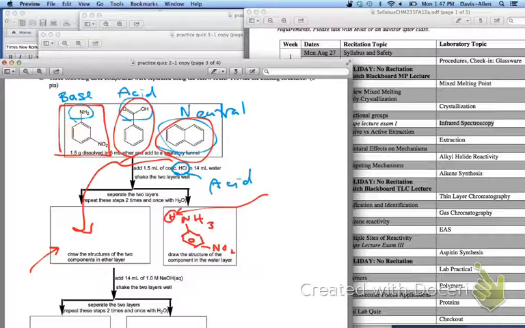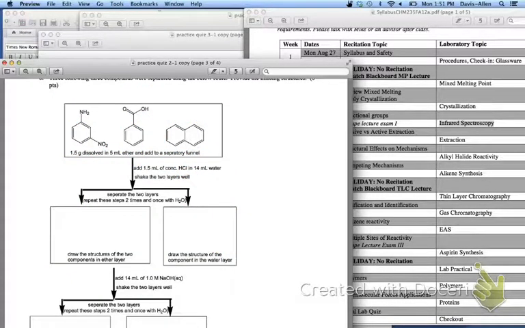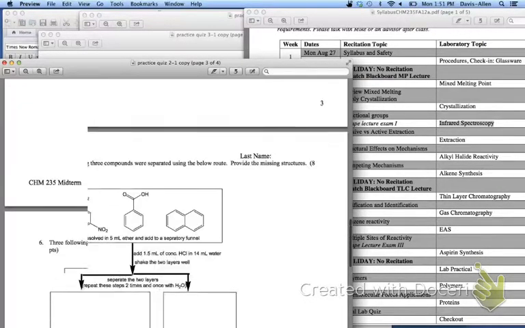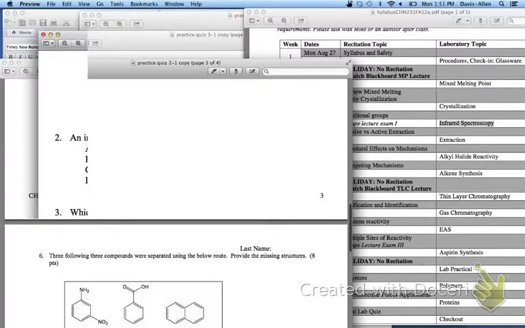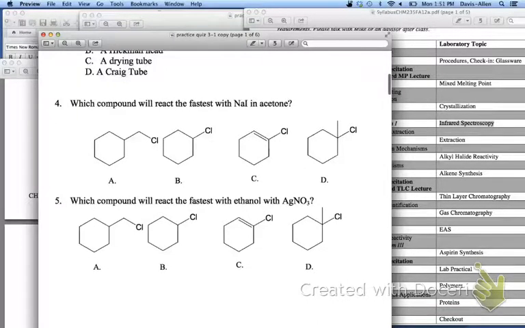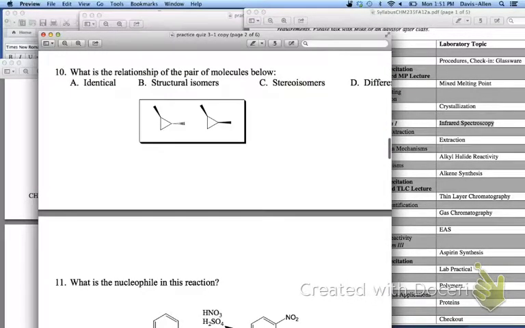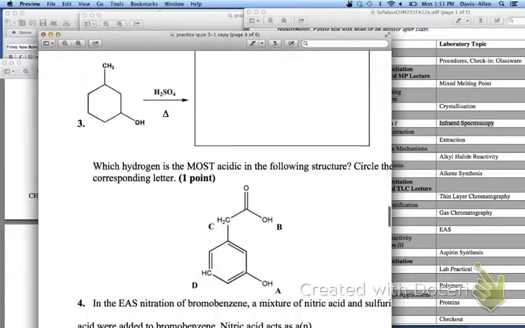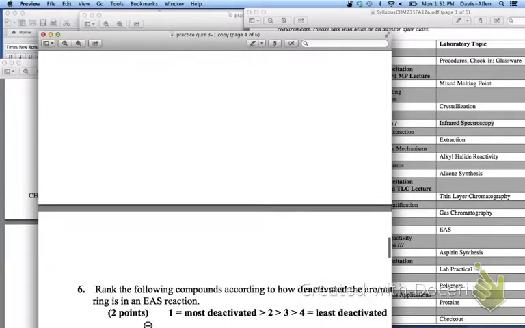Do you have questions about the extraction technique? More questions? Okay. Let's see, those are all crystallization, TLC. Don't see any more extractions.